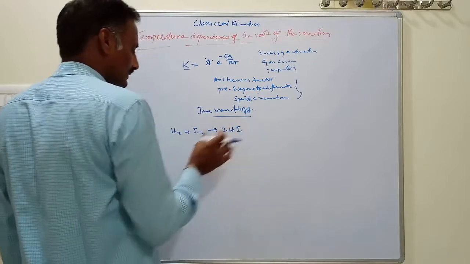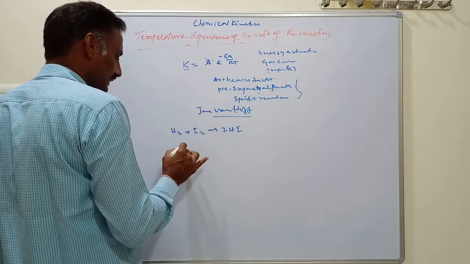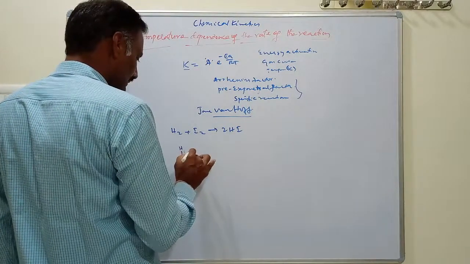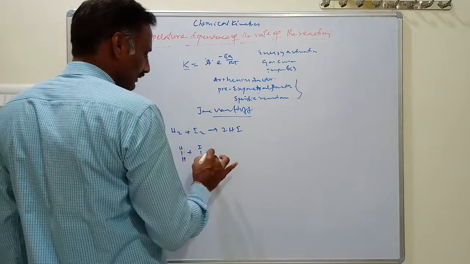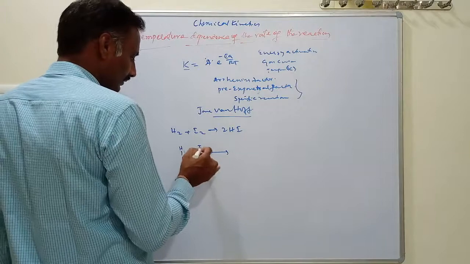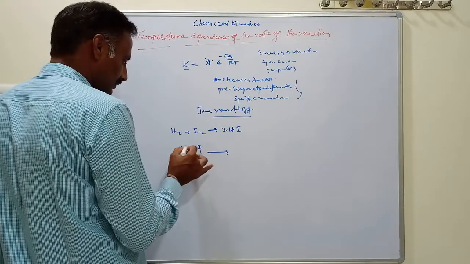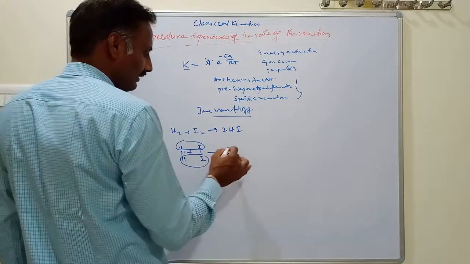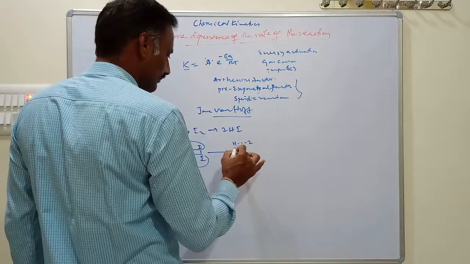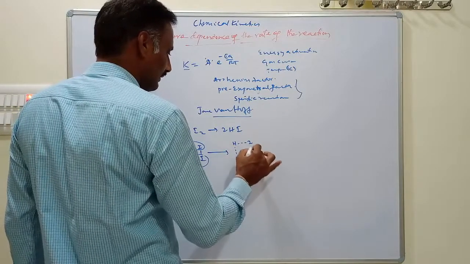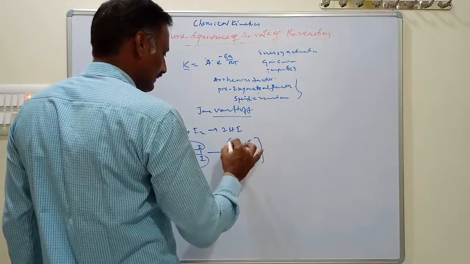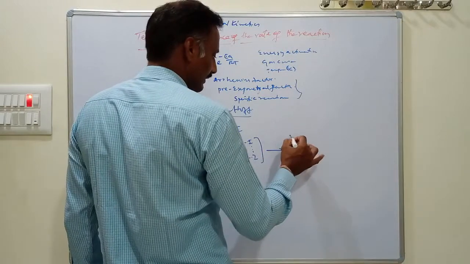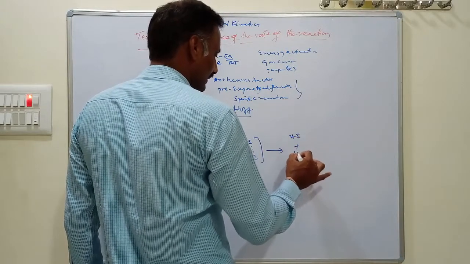For example, this is H2, nothing but H and H, and this is I2, I and I. Then they undergo collisions. When these atoms collide, one H atom forms HI with an I atom, and the other forms HI, then you will get an intermediate complex like this, with H, I, and so on. This is called the intermediate complex. This intermediate complex decomposes, and you will get HI and also HI.